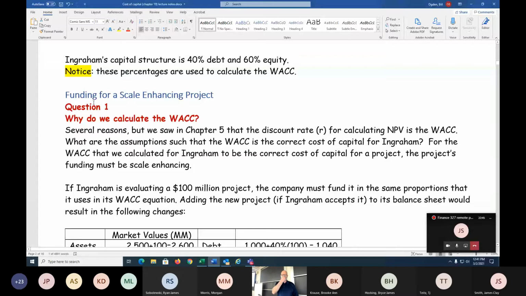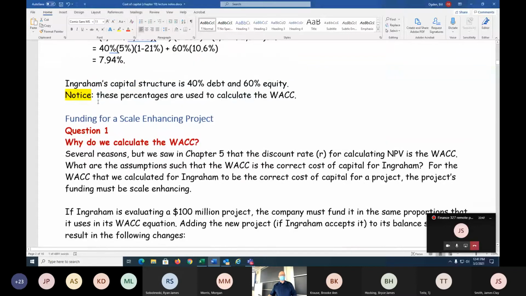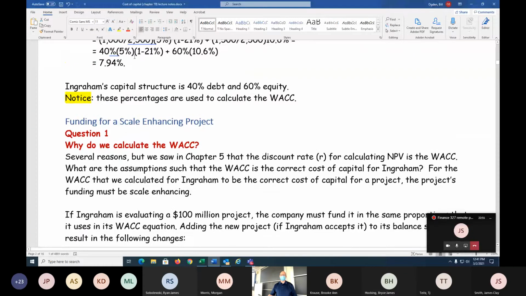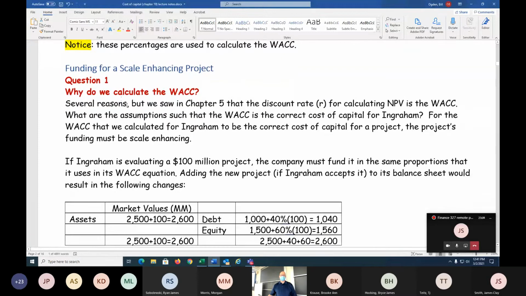Okay, for this, what did we get there? For 7.94 to be the correct cost of capital for Ingram, they must fund any new investments in these proportions: 40% debt, 60% equity. Let me show you the consequences of this.